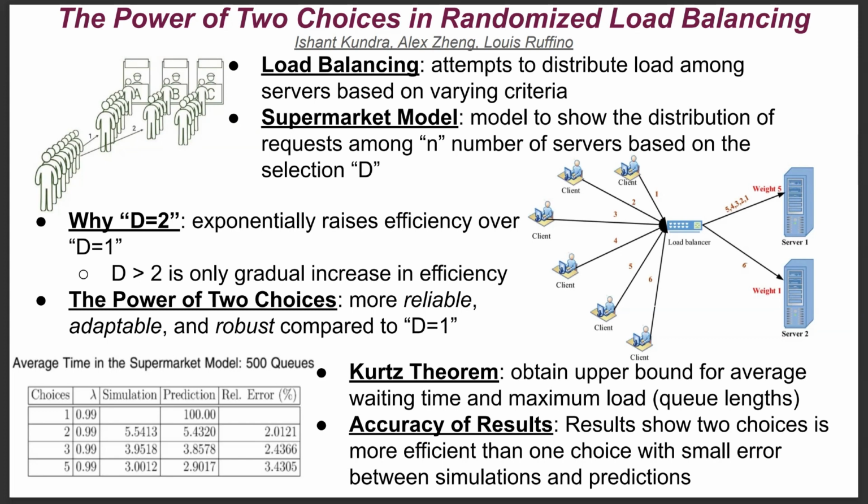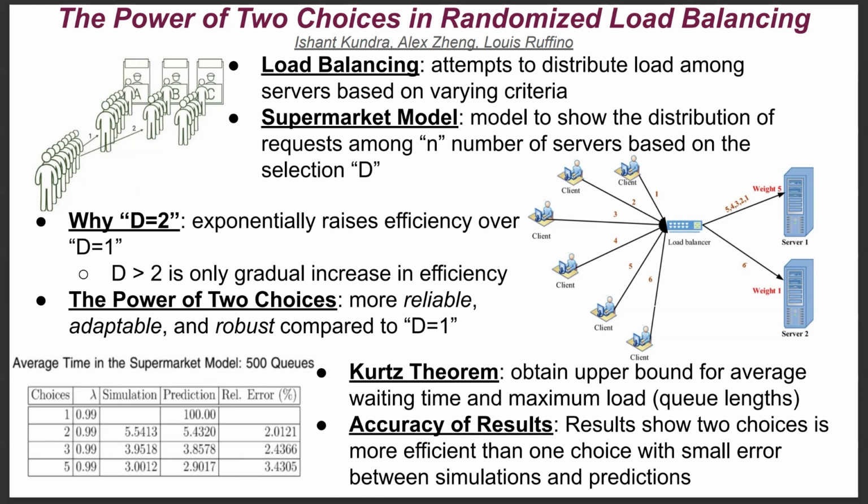The results for the power of two choices demonstrate, as I previously mentioned, that two choices is exponentially more efficient than one choice, and choices greater than 2 only have gradual increases in efficiency. The results also show that there's a low relative error between the simulated and predicted results, lending more credibility to the idea of the power of two choices.